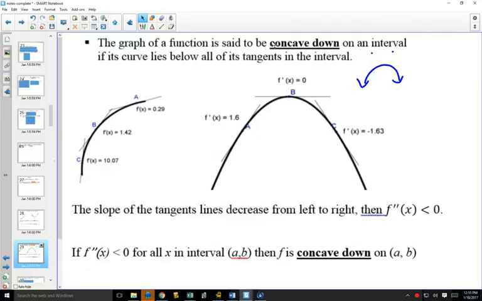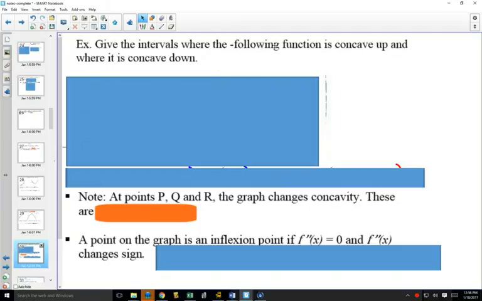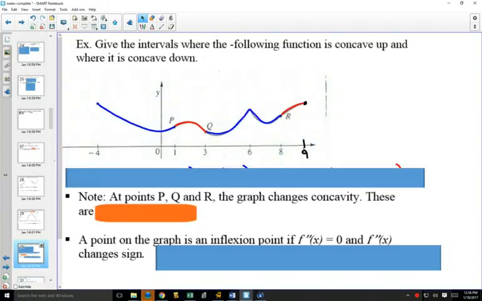And again, now what's happening is your derivatives are decreasing. So if we look at this parabola, our derivative started at a positive number, moved to 0, and then keeps getting more and more negative. So here we have a function, and I have labeled the blue parts where things are concave up, and the red parts where things are concave down.